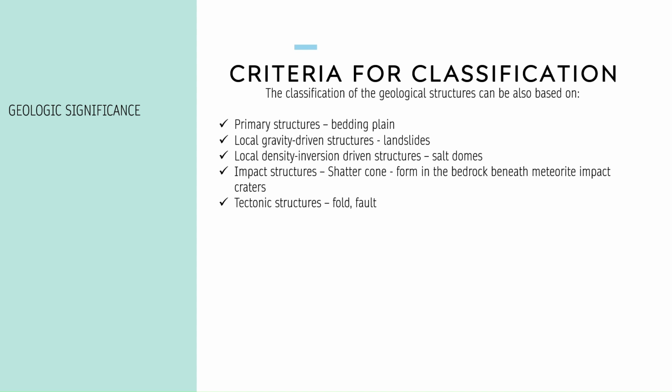The third is the local density inversion, just like salt dome diapirs. After the formation of a salt dome, due to density contrast, it tries to move up. That also has geological significance, that it formed at a particular time, and it indicates some sort of marine evaporation that forms a solid structure.